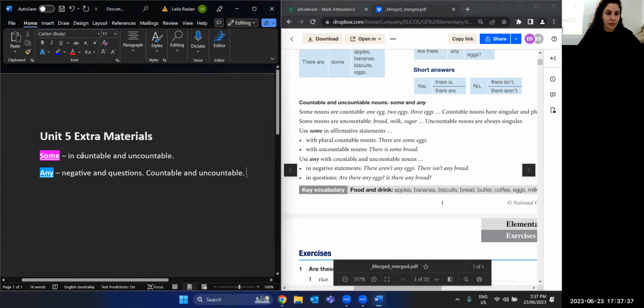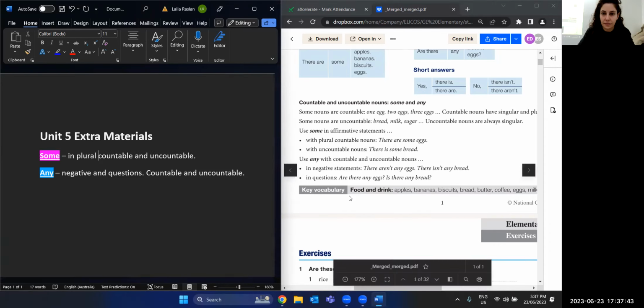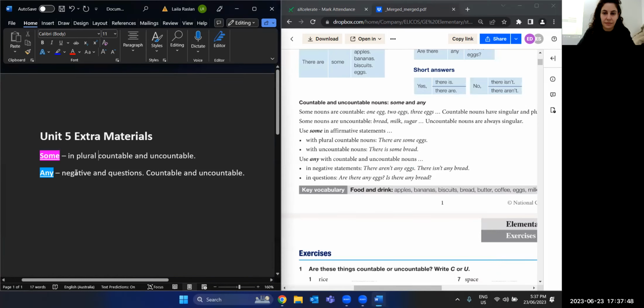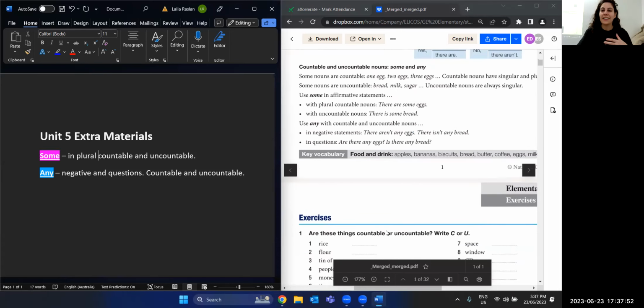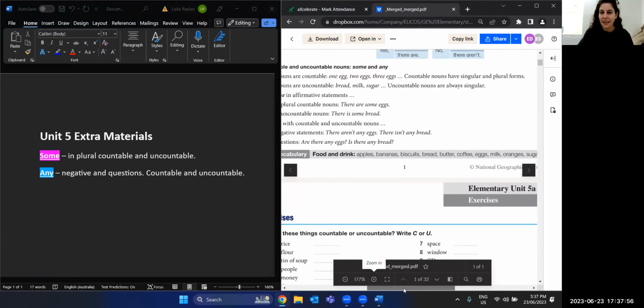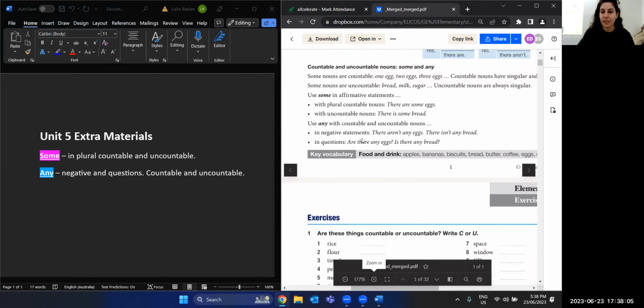So plural, countable. Any negative and questions. So we looked at a list of vocab for food. We talked about bananas, apples, biscuits, bread, butter, coffee, eggs, milk, oranges, sugar. You should know a whole lot of vocab for food.